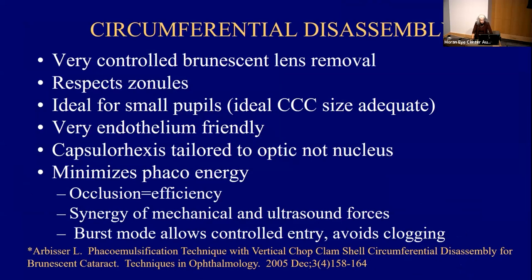It's ideal for small pupils because you're going to always be within the safe zone of the capsulorhexis. So I never make a capsulorhexis different than about 5 millimeters, no matter what the density of my lens. And it's very endothelium friendly, as you'll see. The capsulorhexis can be tailored to the optic, not the nucleus. So the patient walks away with what we hope for, which is to cover the edges of the implant appropriately.